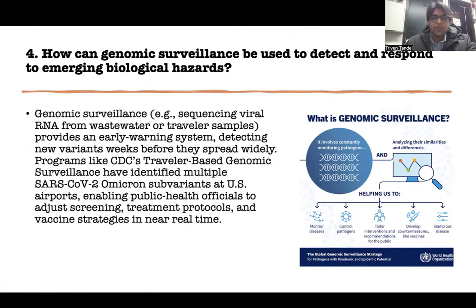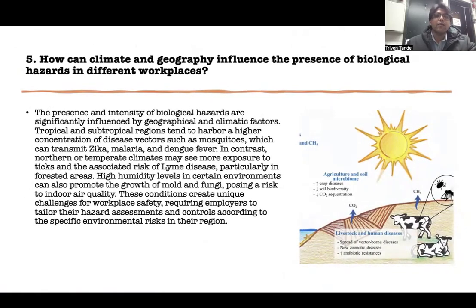Genomic surveillance is the best system we have against this kind of pandemic. It analyzes the similarities and differences between biological hazards. It can monitor disease, control pathogens, and tailor interventions and recommendations for public places where many people gather, like airports, railway stations, and food markets. It can also help develop countermeasures like vaccines, which is very helpful when a pandemic hits the world. It is the best for humanity and helps stamp out disease, though it is not 100% effective all the time.